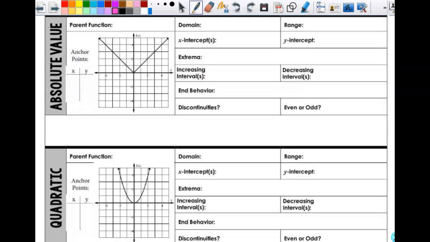All right, absolute value. So the parent function is f of x equals the absolute value of x. My anchor points, if you got a 0, 0, we're going to use a 0, 0. And then you just use 1 on either side of it. So I'll use 1, 1 and negative 1, 1.